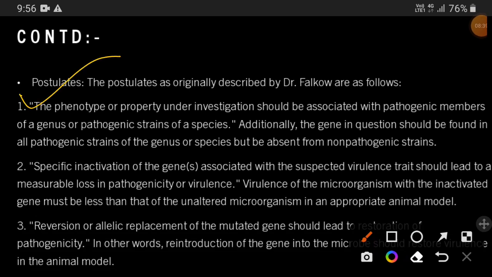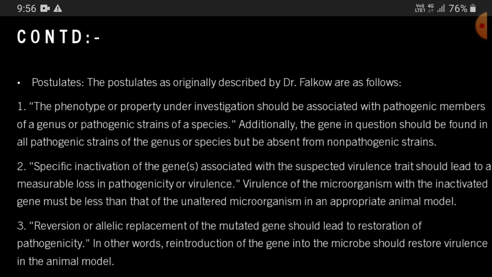The phenotype or property under investigation should be associated with pathogenic members of the genus or pathogenic strains of the species. Okay, that means all kinds of disease should show a particular phenotype or particular property, suggesting that yes, that particular disease can occur. For example, in case of polio, flaccid paralysis occurs, so that can suggest that paralytic poliomyelitis occurred in that person.